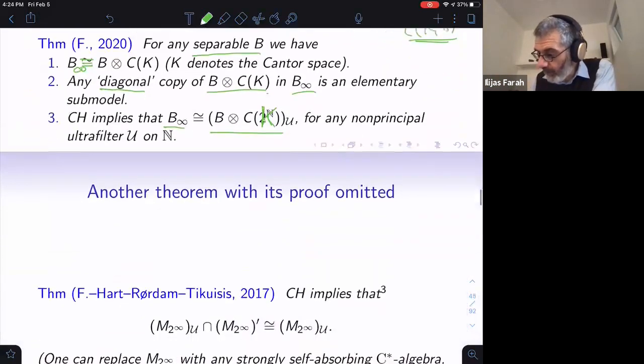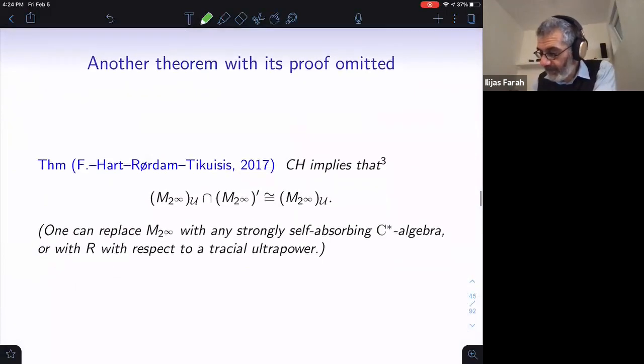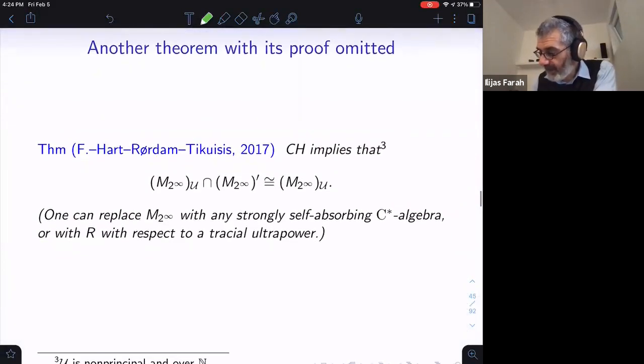I'll just state one more theorem whose proof is omitted, from 2017. Under the continuum hypothesis, the ultrapower of the CAR algebra and the relative commutant of the CAR algebra in its ultrapower are actually isomorphic.